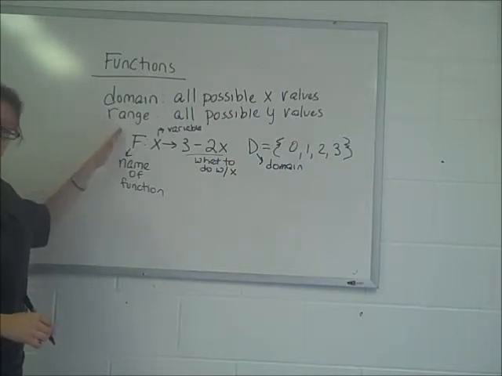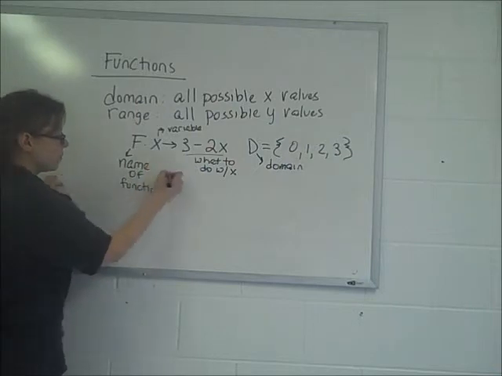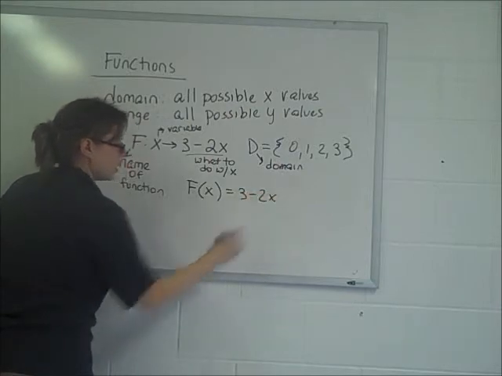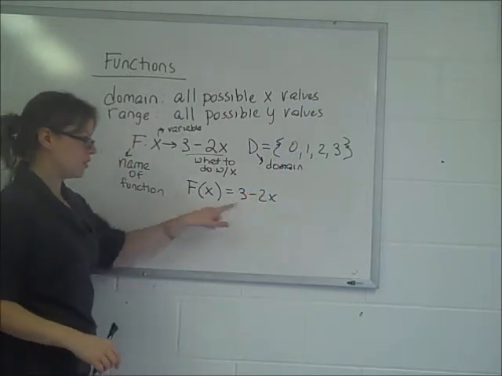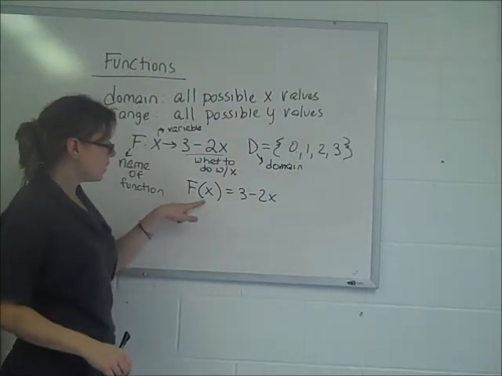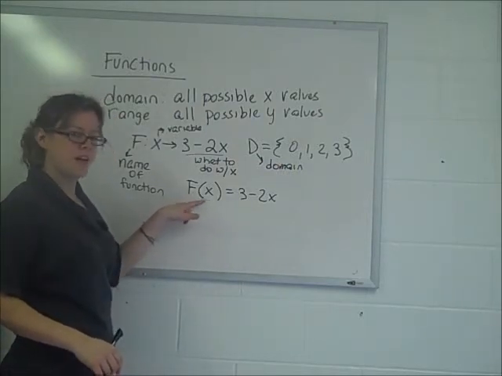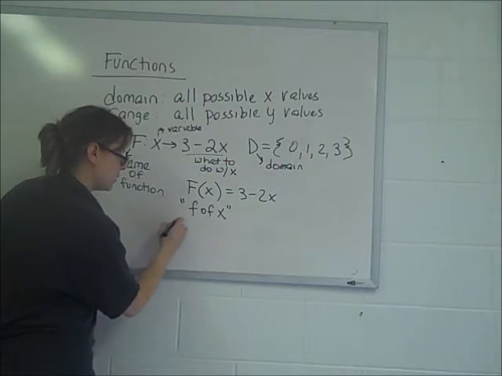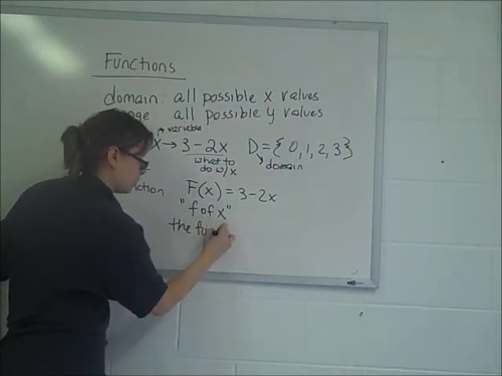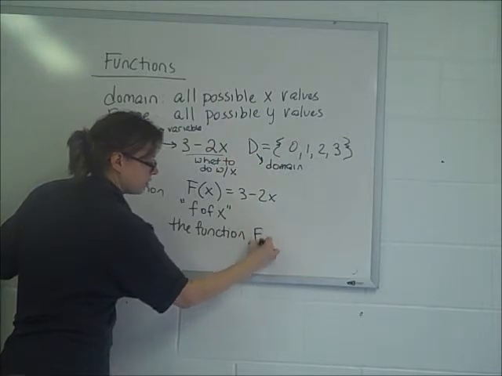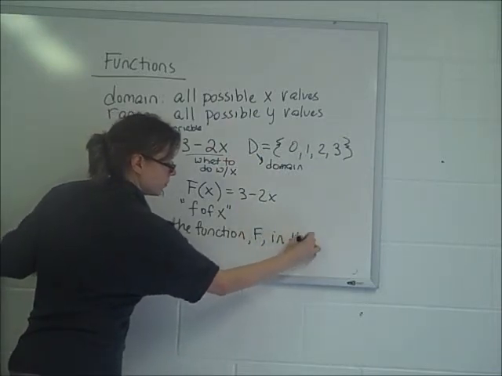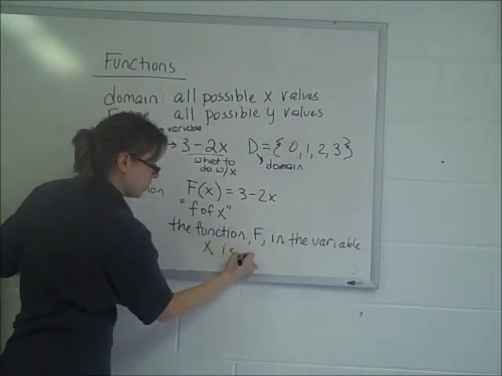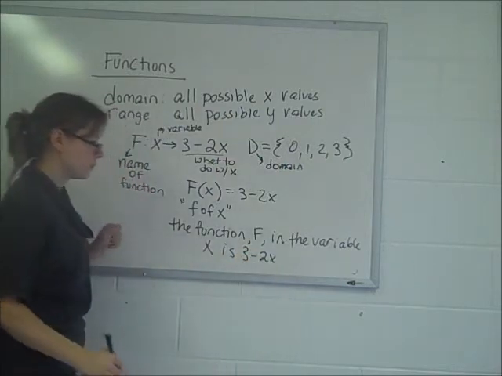So this is one way of writing a function. It's called function notation. We can also write this like this. Replacing what used to be our y right here, so this is actually a line, this is a linear equation, we would say this in words f of x. And what that means is the function, capital F, in the variable x is 3 minus 2x. Okay?